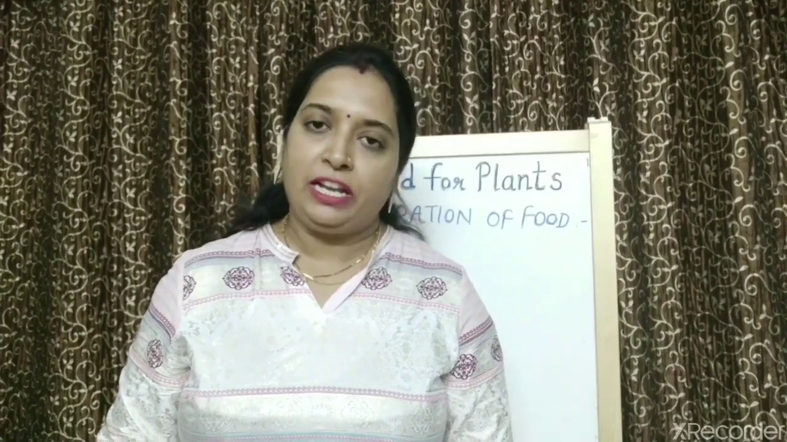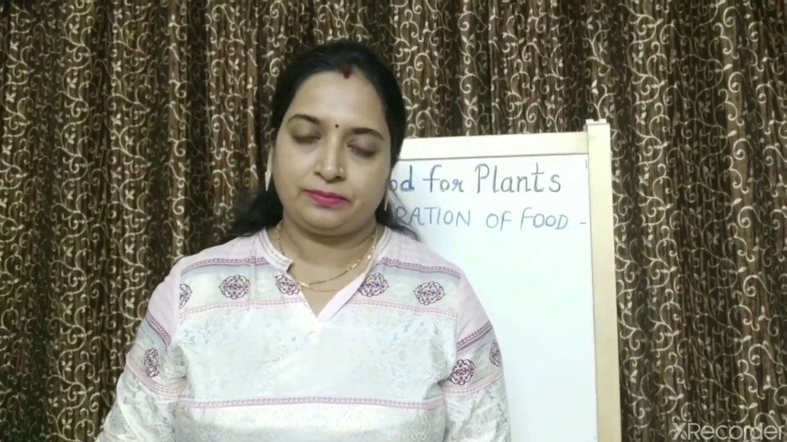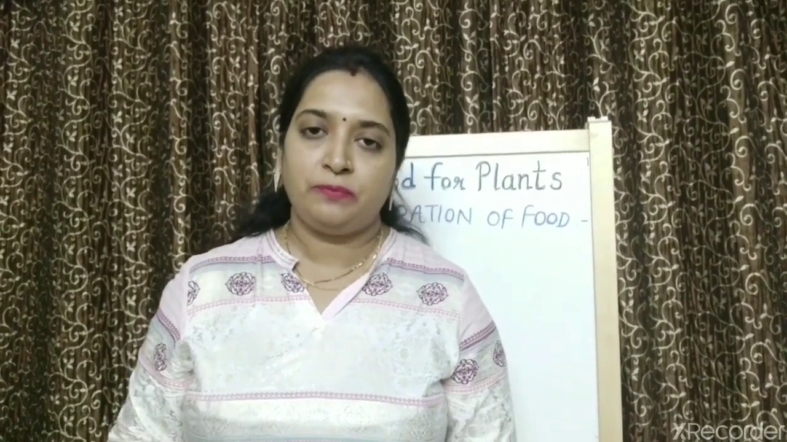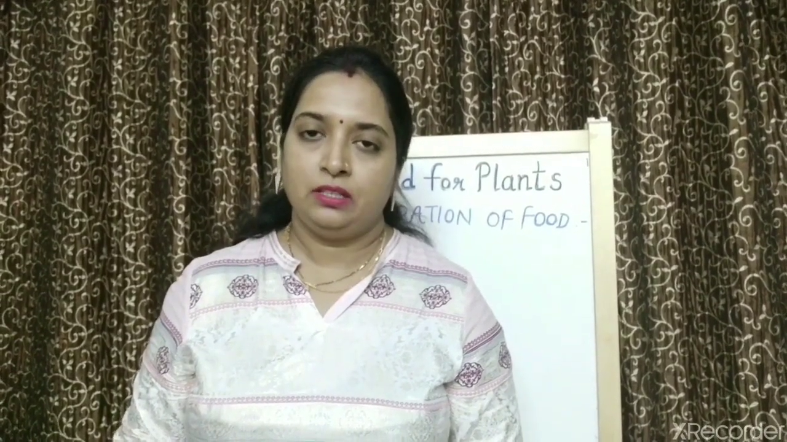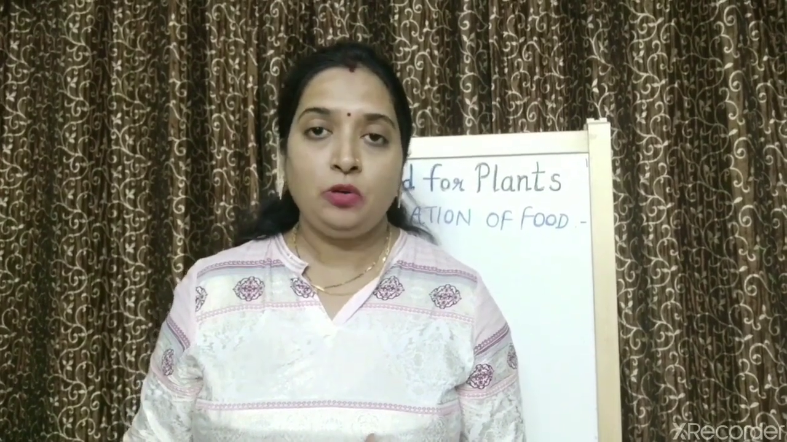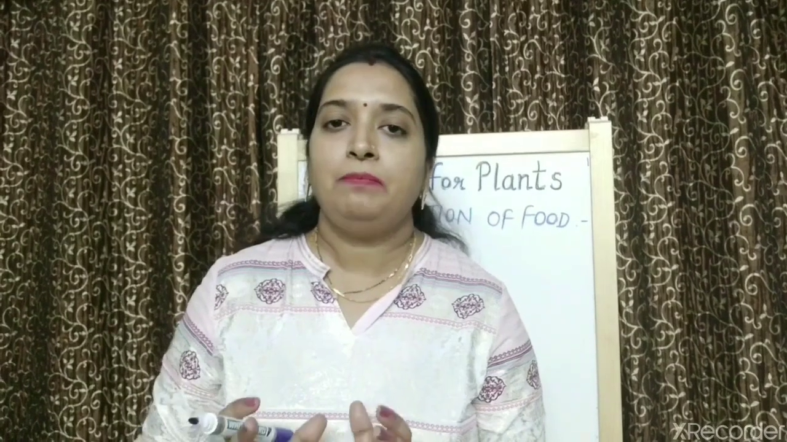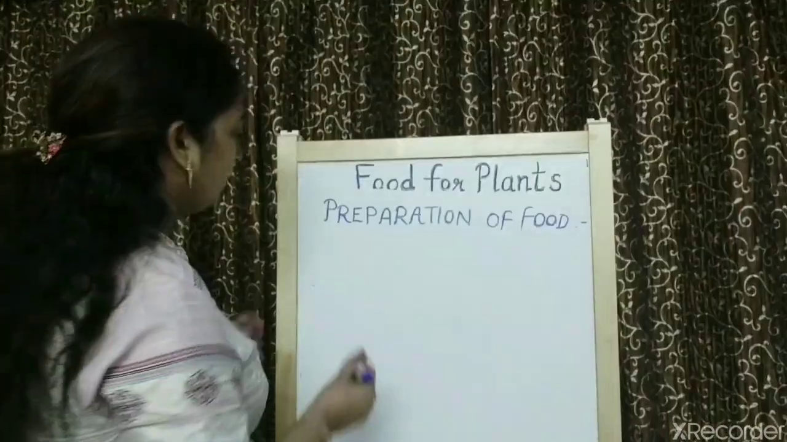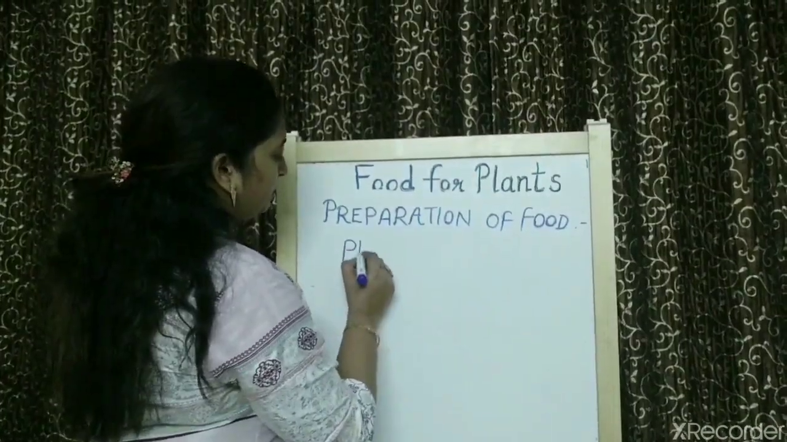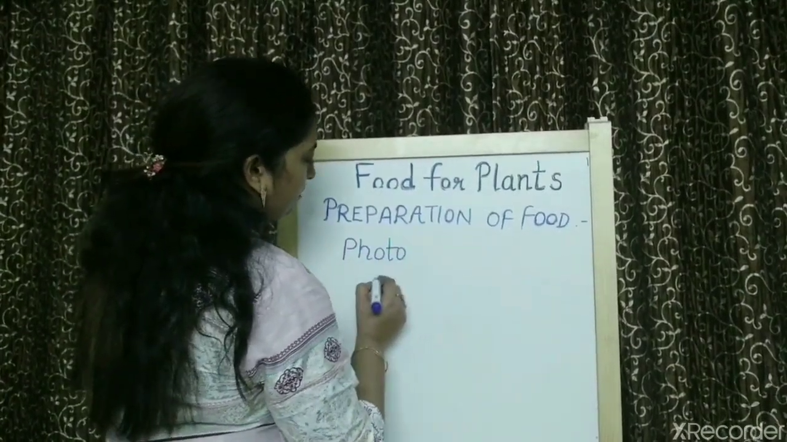We have studied about leaf and its different parts, right? Let's come to the next step for food of plants. Now the next one is, how do plants prepare their food in leaf? Children, plants prepare their food in leaf with the help of a process, and that process is called photosynthesis. What is it called? Photosynthesis. Plants prepare their food by the process called photosynthesis.